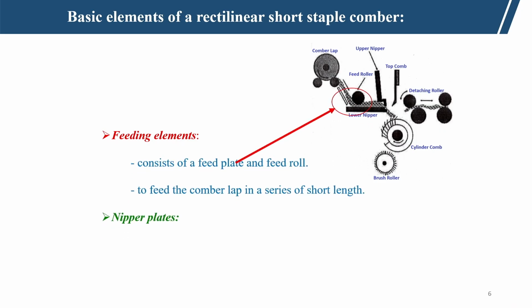Here the feeding element consists of a feed plate and a feed roller. This is the feed roller and this is the feed plate, and it feeds the comber lap in a series of short lengths. That is very important. The feeding does not take place continuously, it takes place in small steps. So, intermittent feeding is there.